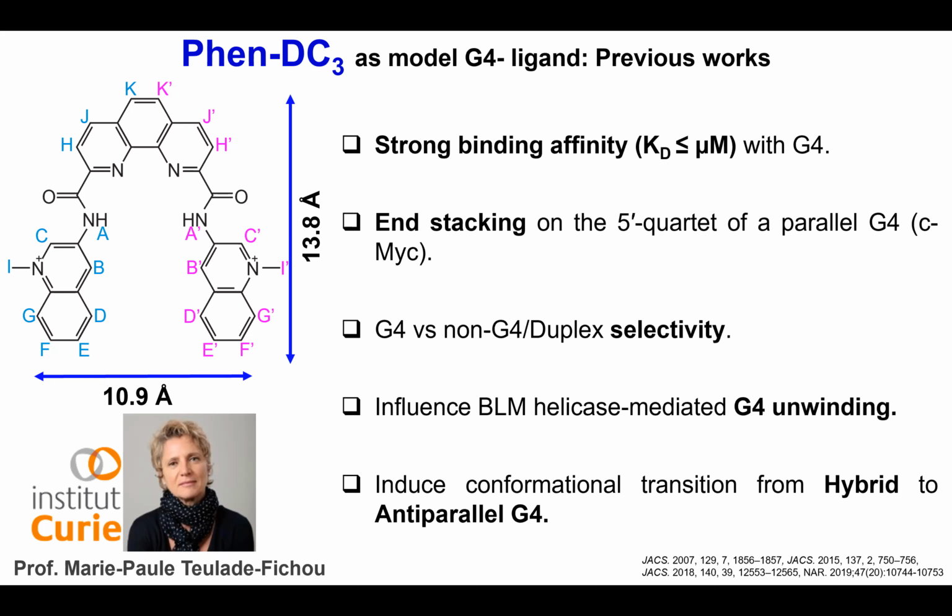And this is a good ligand because it has some selectivity for the quadruplex versus non-quadruplex or duplex DNA. And it is also involved in helicase-mediated G4 unwinding. So a previous study from our group shows that it can induce a conformational transition from hybrid to antiparallel G-quadruplex. But we don't know how it induces this and what the final conformation is.